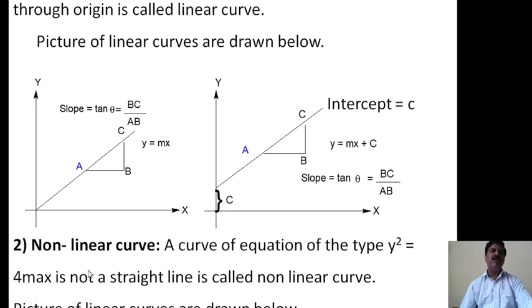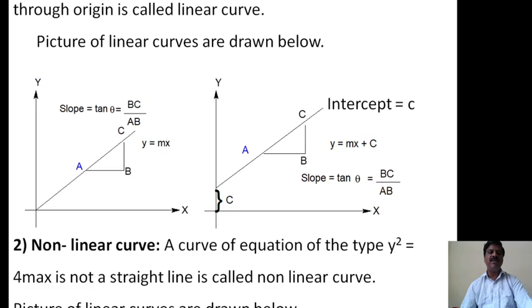Now coming to the non-linear curve. The second type of curve is the non-linear curve. A curve of equation of the type y square is equal to mx, and this equation is concerned with a parabola. A parabola is just a curve, like a circular curve, but it is not a circle; it is a curve, not linear. Therefore we say that a curve of equation of type y square is equal to mx is not a straight line, it is called a non-linear curve, or a parabolic curve.